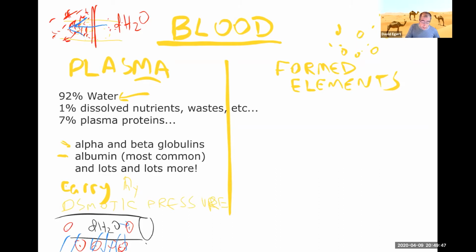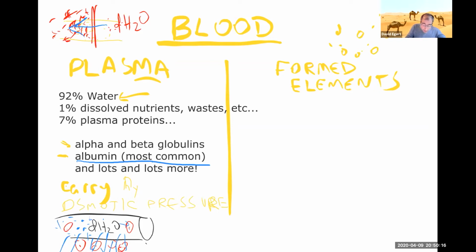So albumin in particular is something like 60% of the plasma proteins. It helps with the osmotic balance by making sure there's stuff dissolved in the plasma so the water isn't going to want to enter or leave the bloodstream, because the plasma itself is kind of osmotically balanced with the rest of your body.